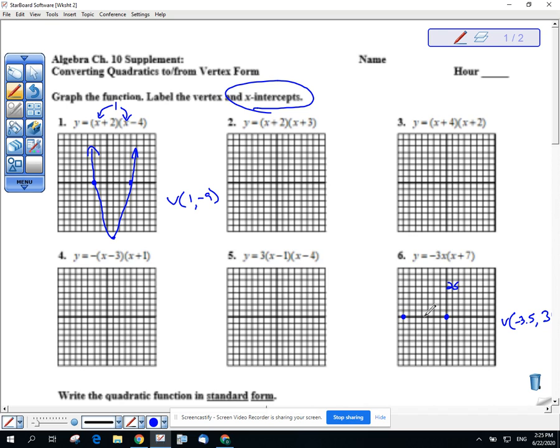And negative 3.5 would be right here. 36 would be, there's 35. So just above that would be 36.75. Do the best you can. It doesn't have to be perfect when you're plotting that, but that would be it.